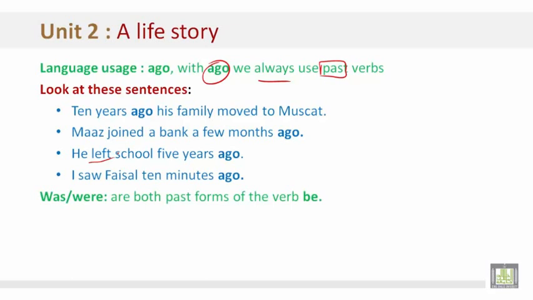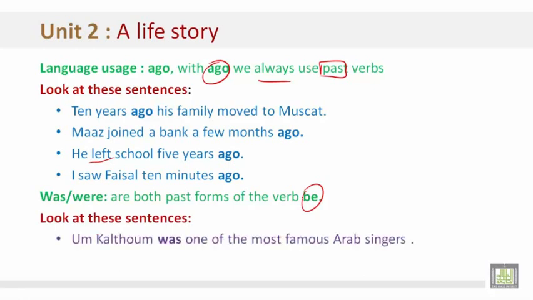Was and were are both past forms of the verb be. Look at these sentences. Kalthum was one of the most famous Arab singers. Her family were poor farmers. Something to remember. Was and were are both past forms of the verb be.